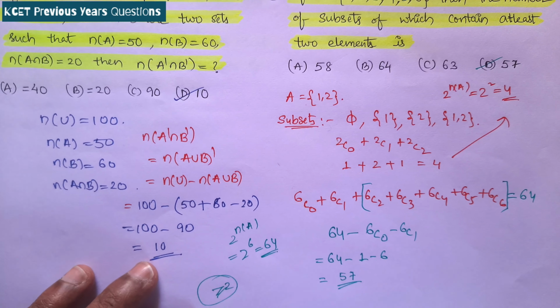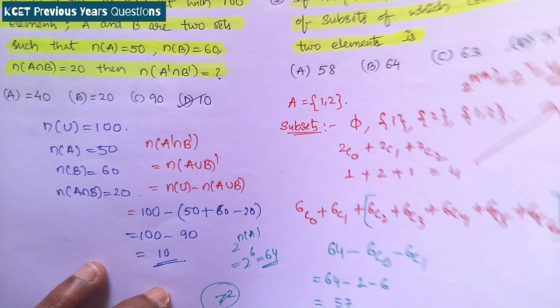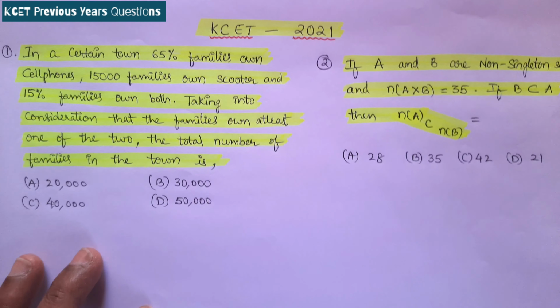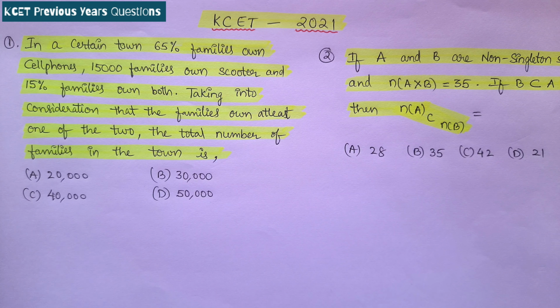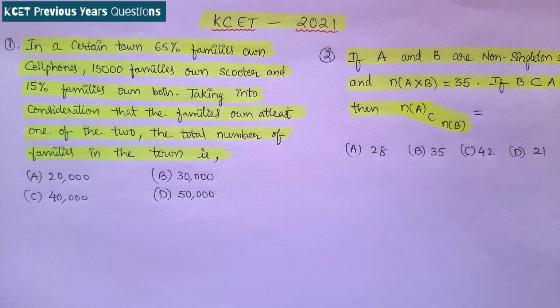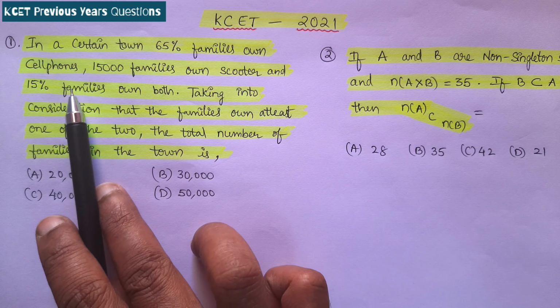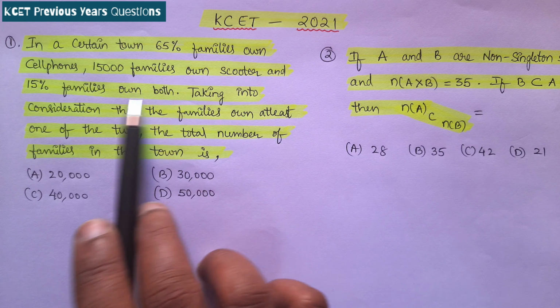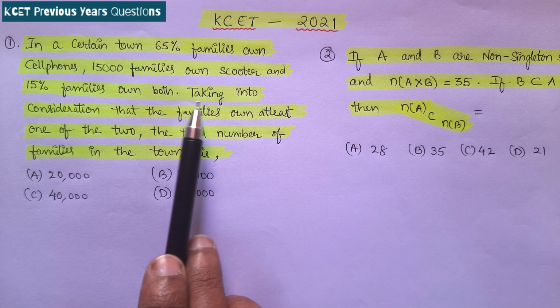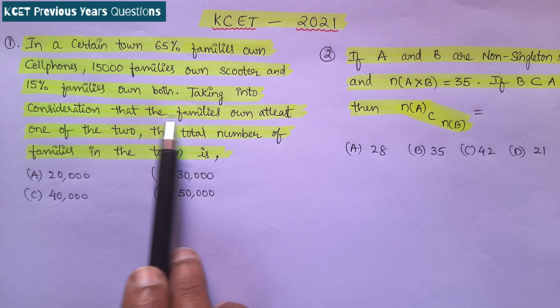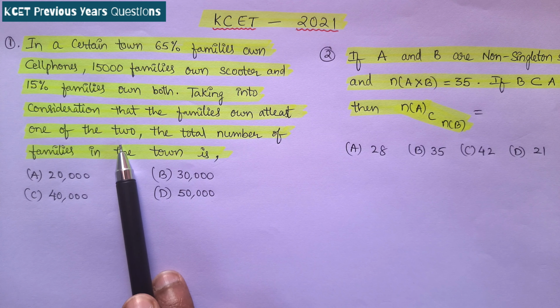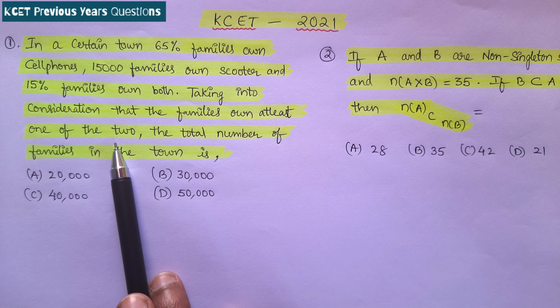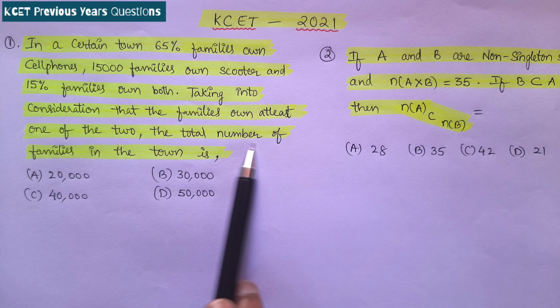Okay, next. Now the question from 2021, so nothing but a previous year question, freshly. These are also two easy questions only, guys. In a certain town, 65% of families own cell phones, 15,000 families own scooters, and 15% of families own both. Taking into consideration that the families own at least one of the two, find the total number of families.